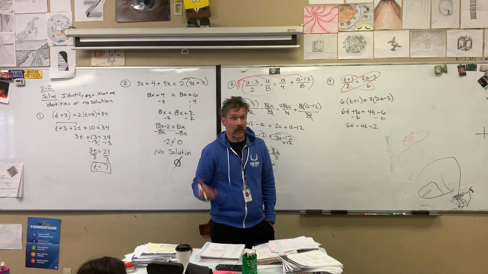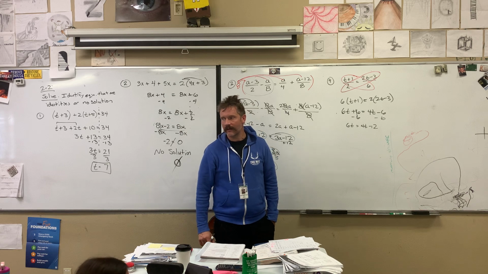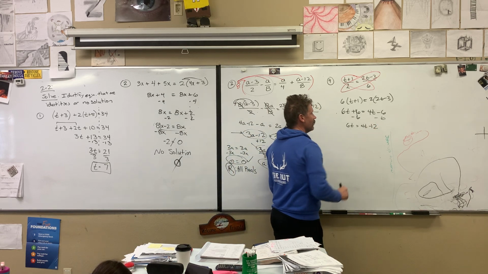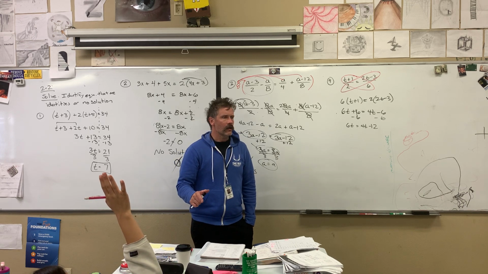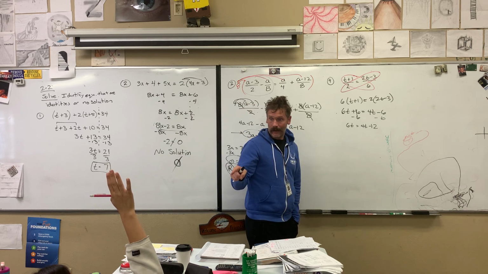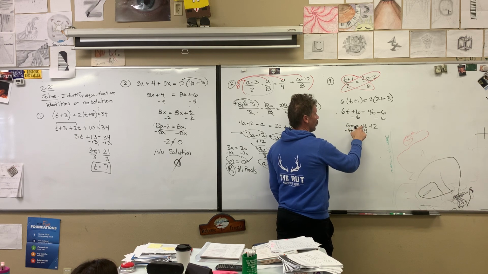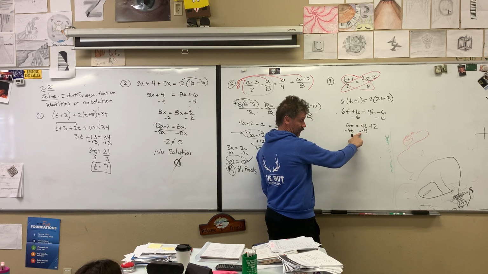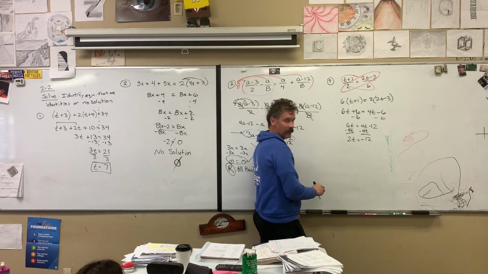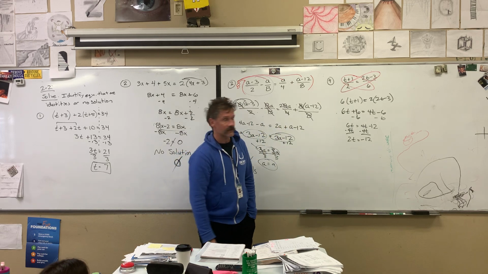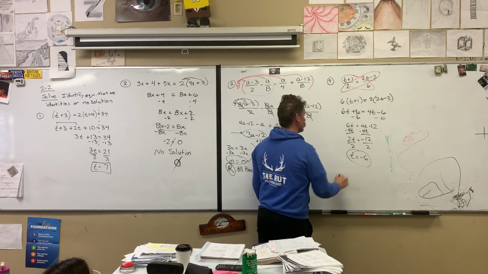What would our next step be? I would probably subtract the 40. Yeah, I was going to say add 40 to the 60. But if this is positive, you need to subtract to do the opposite. And therefore, you get 2t is equal to negative 12. And then divide by 2. And then what do you get? T is equal to negative 6.